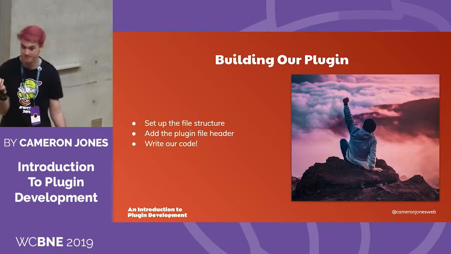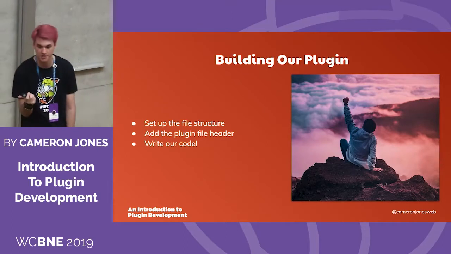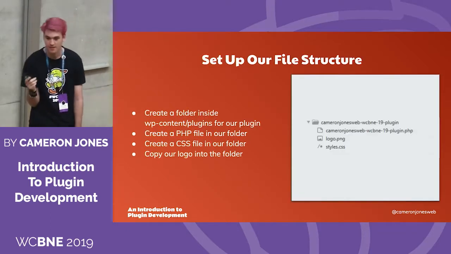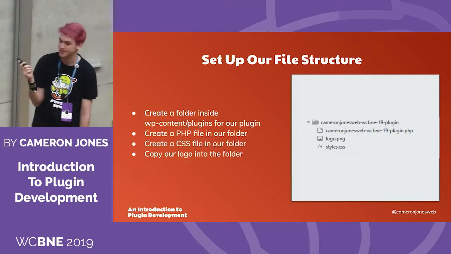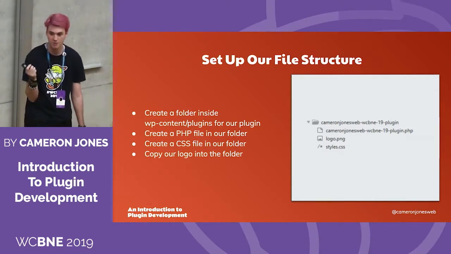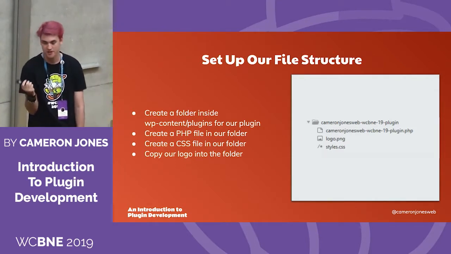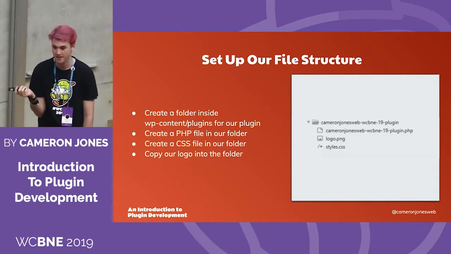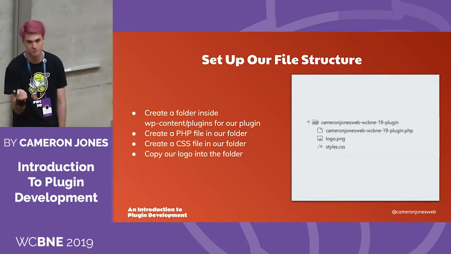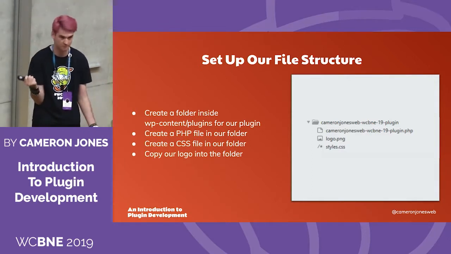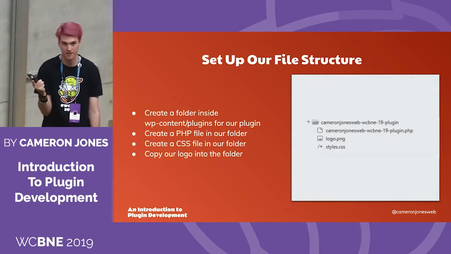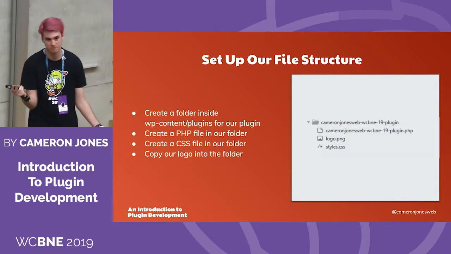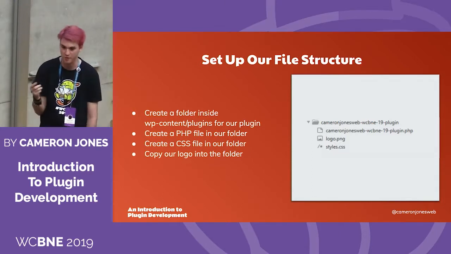So the three steps to building our plugin: set up the file structure, add the plugin file header, and then write our code. So the first step, create a file structure. So in your wp-content/plugins folder, you're going to have to create a folder for your plugin. And inside that, we're going to need to create a PHP file, which will be our main plugin file where all our code will go. A CSS file, so we can change the styles, and copy the logo image that we're going to use to replace the WordPress logo with.